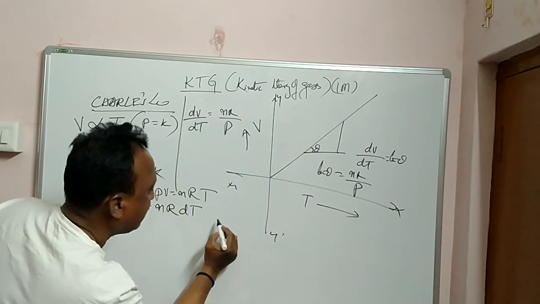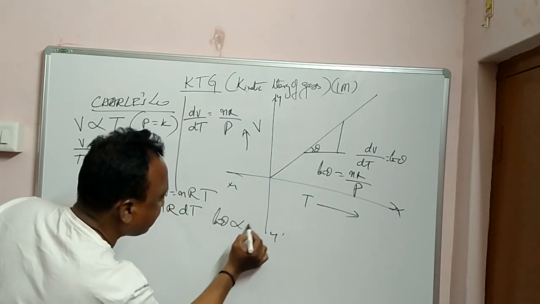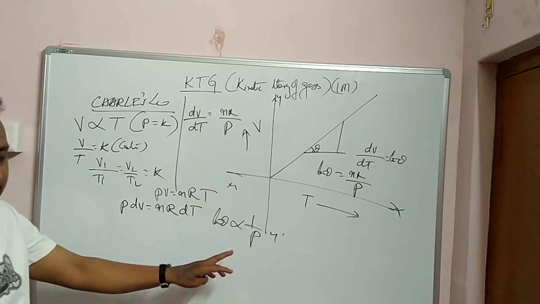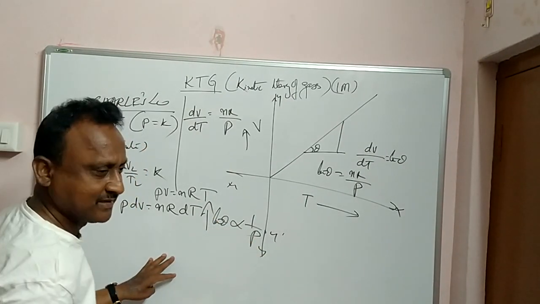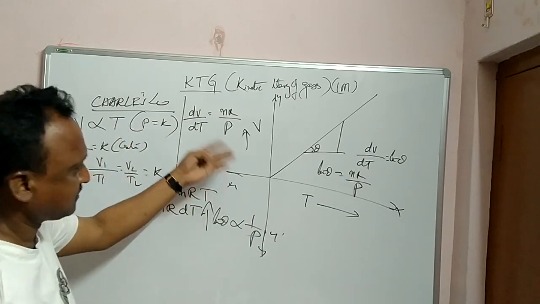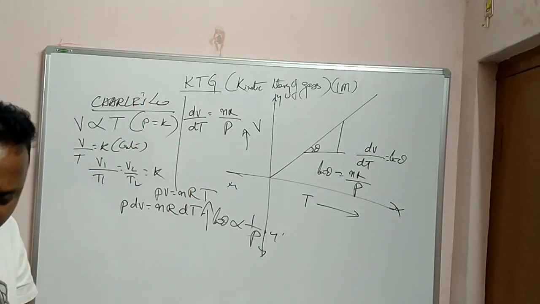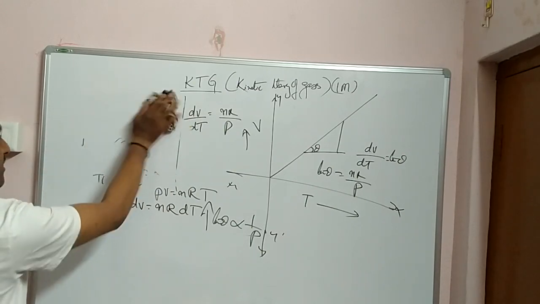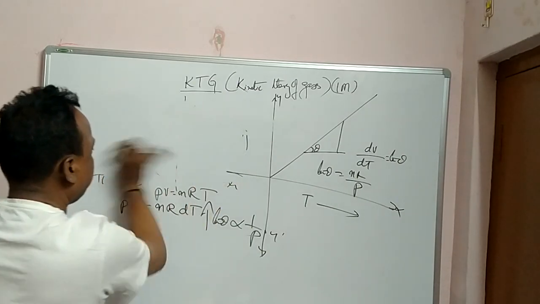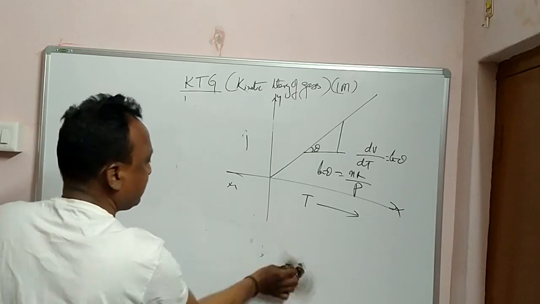What does it mean? That means tan theta is inversely proportional to pressure. That means if the angle is more, pressure is less. If the angle is less, pressure is more. So this is about Charles' law, and questions are also coming from this in MSET and also in NEET examinations. The question will be in this fashion.